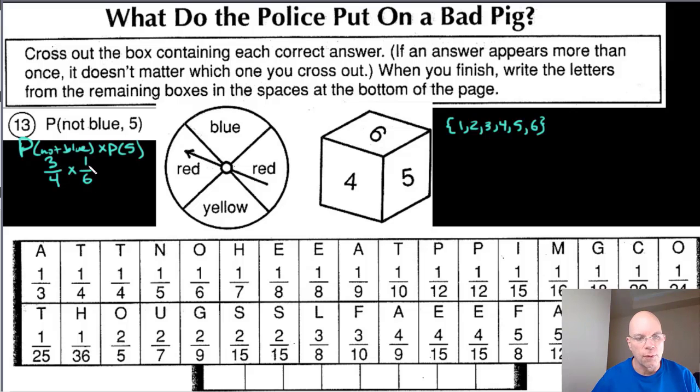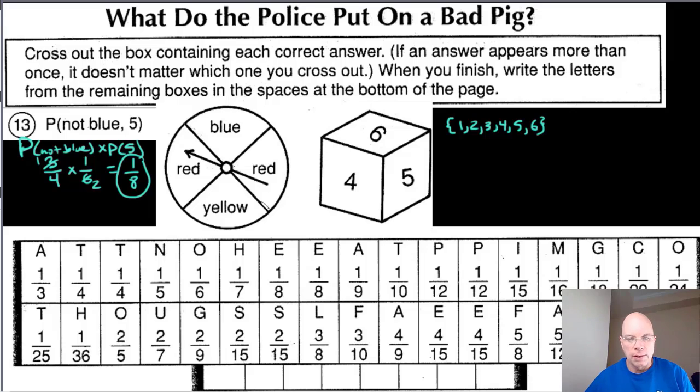We can simplify before we multiply. We can make this a 1 and this a 2, dividing both this numerator and this denominator by the common factor 3. And then we get 1 times 1 is 1, 4 times 2 is 8. And so the solution to this probability is 1/8.